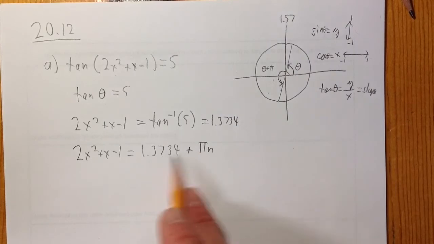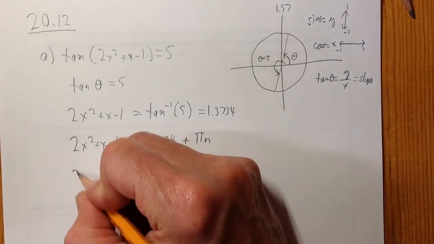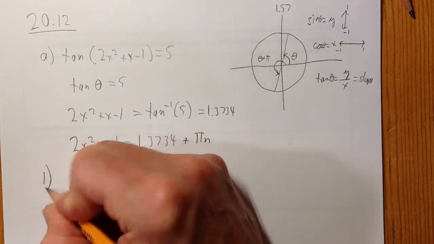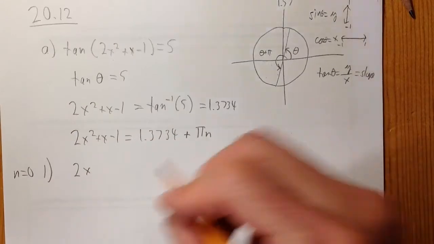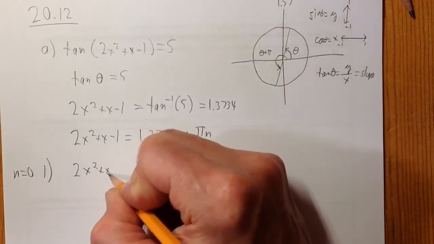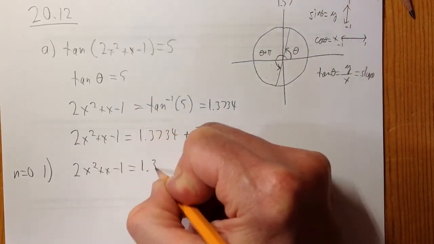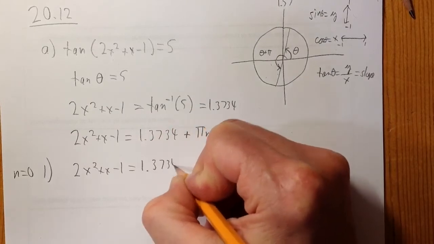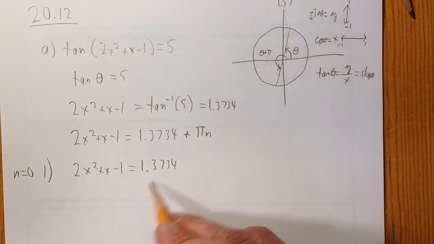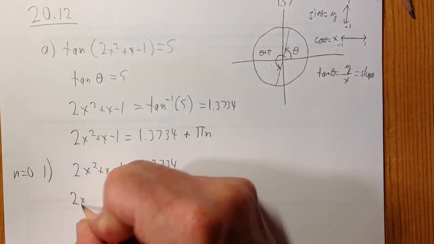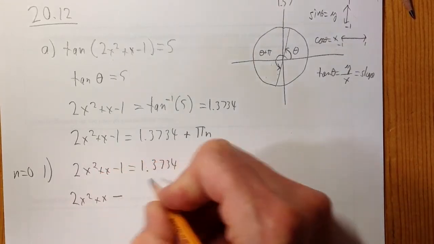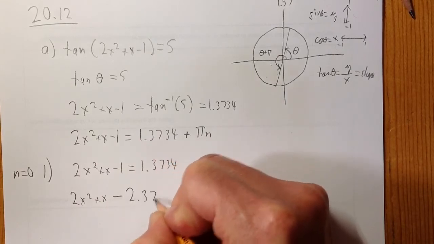So now we have to choose 2 of these. Let's say n equals 0. So that's one answer. So this is our n equals 0 solution. And then we have 2x squared plus x minus 1 is just what we get from our calculator, 1.3734. Put this on the other side, so make it negative, add it to -1, so it's 2x squared plus x minus 2.3734, right?